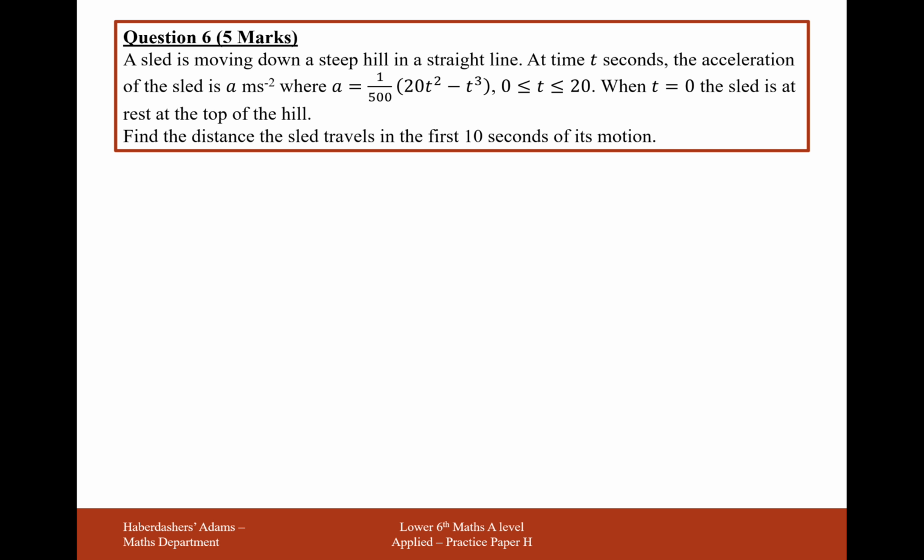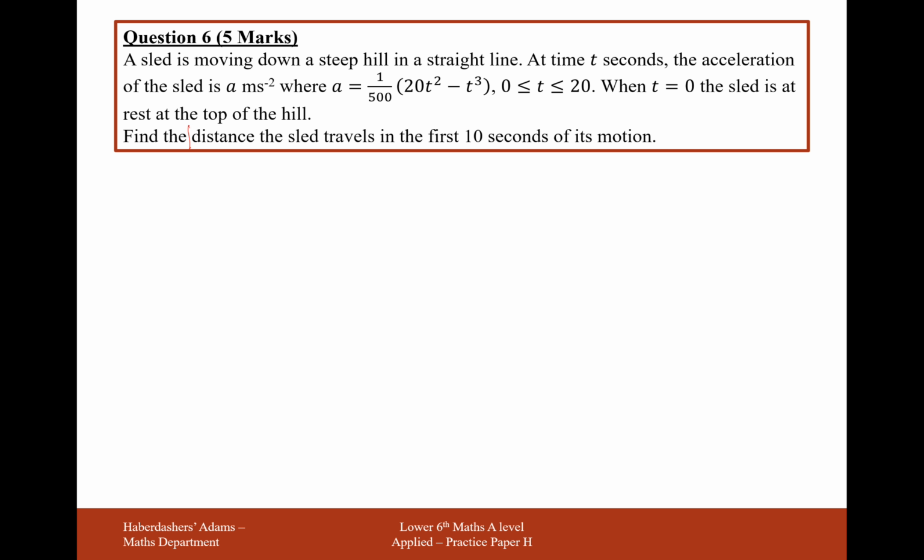So a sled is moving down a steep hill in a straight line. At time t seconds, the acceleration of the sled in meters per second squared is given by 1 over 500 bracket 20t squared minus t cubed, for t from 0 to 20. When t equals 0, the sled is at rest at the top of the hill. Find the distance the sled travels in the first 10 seconds of motion.